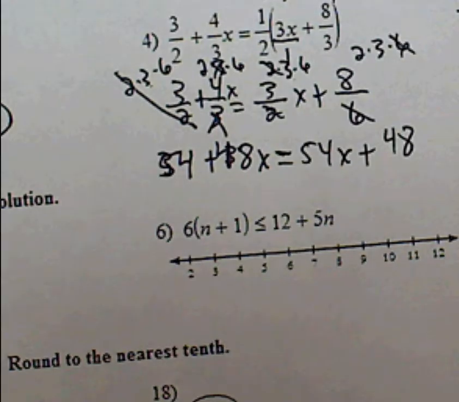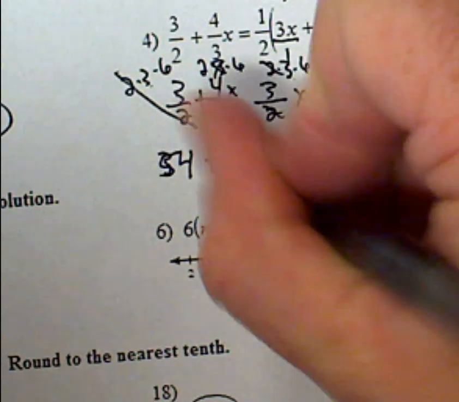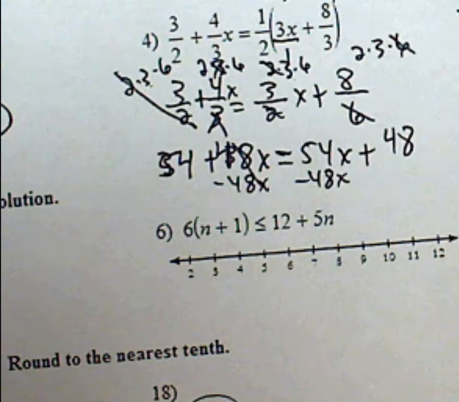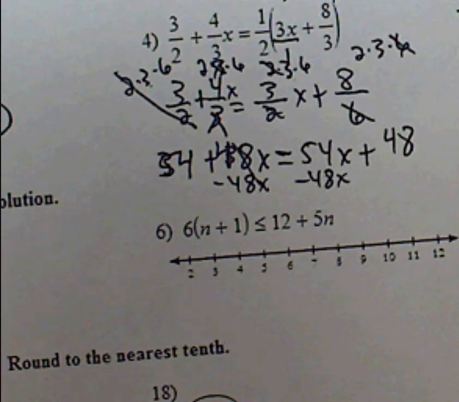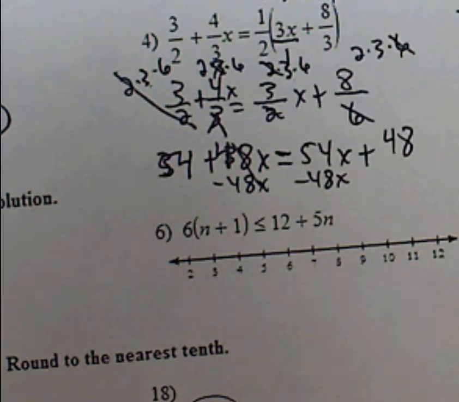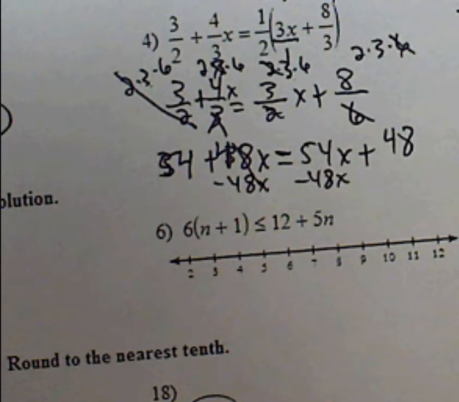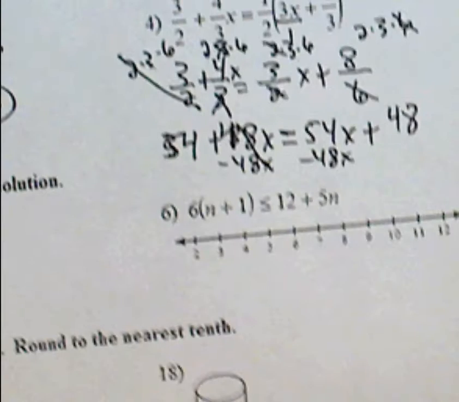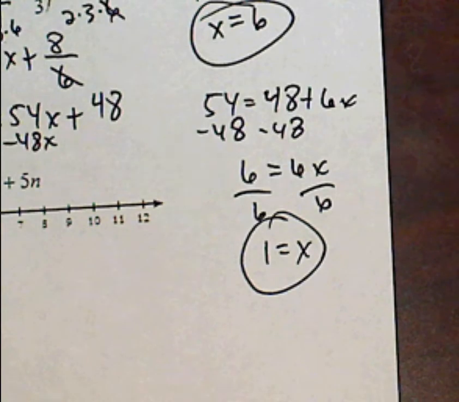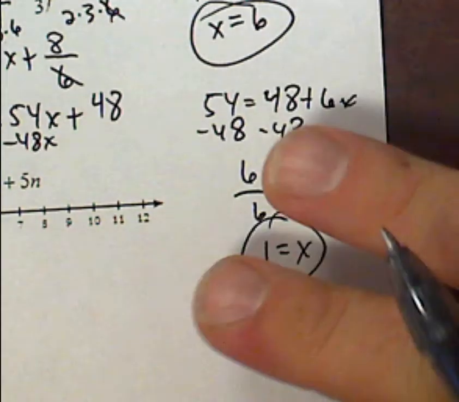So, I'm going to get my variables together, bring my 48x over. That leaves me with 6x, so I got 54 equals 48 plus 6x, minus 48, 6 equals 6x, divide by 6, 1 equals x. All right.